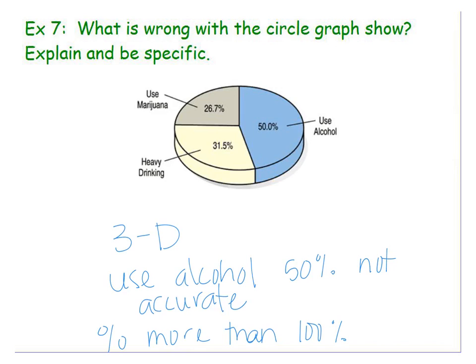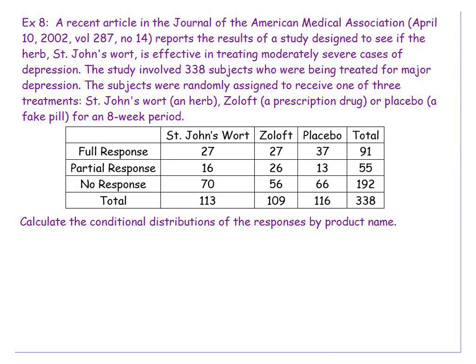So we're going to go through the steps of making one of these bar charts. So here's our example that we're going to be working with. A recent article in the Journal of American Medical Association reports the results of a study designed to see if the herb St. John's wort is effective in treating moderately severe cases of depression. The study involved 338 subjects who were being treated for major depression. The subjects were randomly assigned to receive one of three treatments: St. John's wort, which was an herb, Zoloft, which you may have heard of, it's a prescription drug, or a placebo.